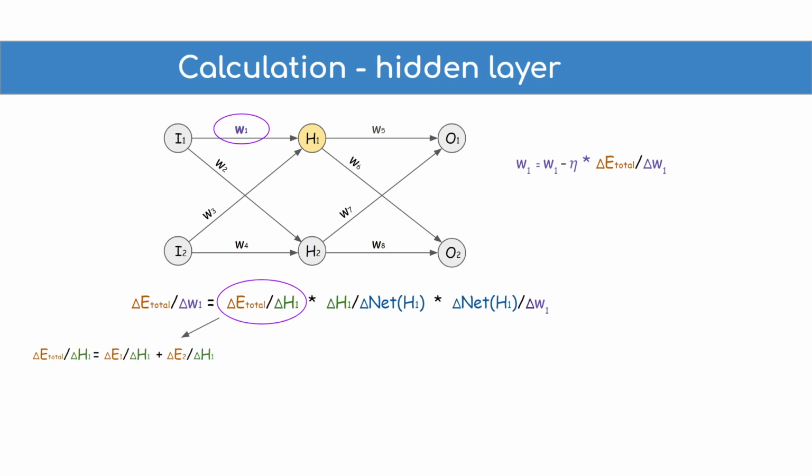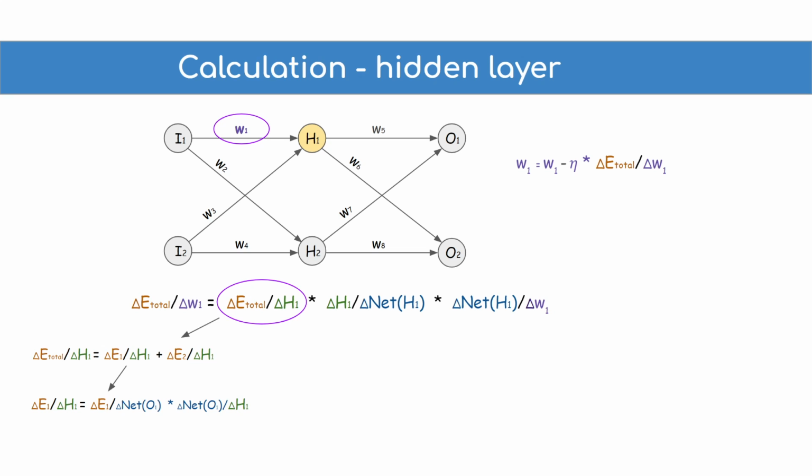Okay, now let's break down the first component. The first component is the sum of errors with respect to the change of the output value of H1. E1 and E2 are the errors coming from neurons from the following layer, in this case the output layer. Now let's try to break down the first component of this equation, and analogically it will be the same for the second component as well, which I'm not going to show you right now.